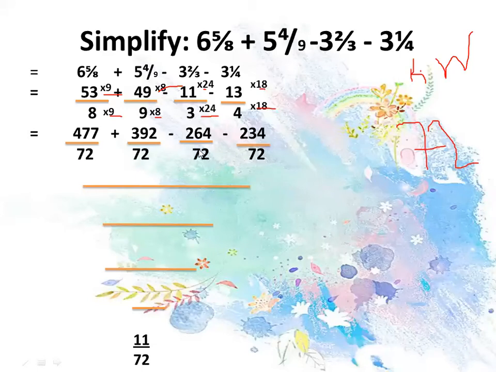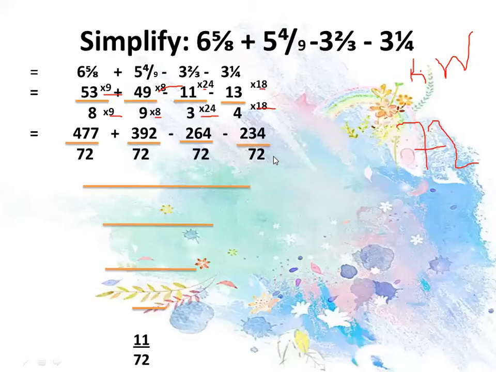So what you have to do here, after this, 53 multiplied by 9 will become 477, 49 multiplied by 8 will become 392, 11 multiplied by 24 will become 264, and 13 multiplied by 18 will become 234. You will do all these calculations in the working column. Now your denominators are the same. Now it is very easy for all of you to add and subtract them.